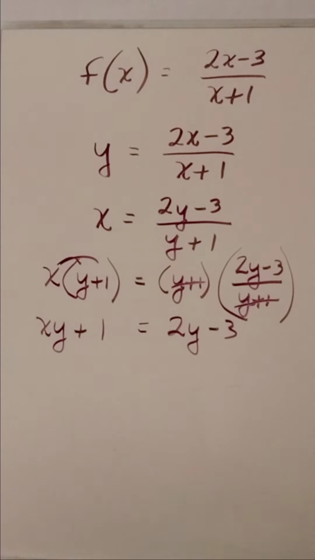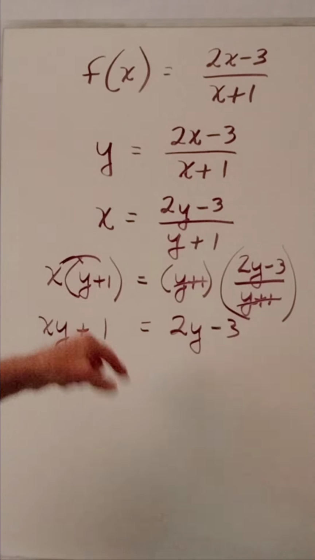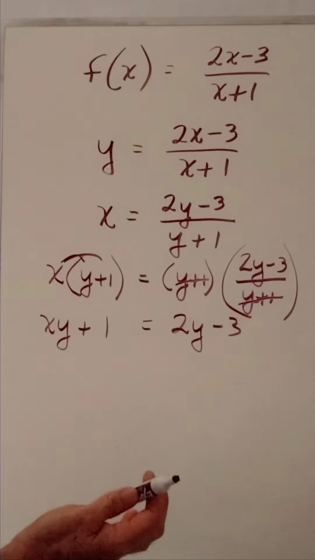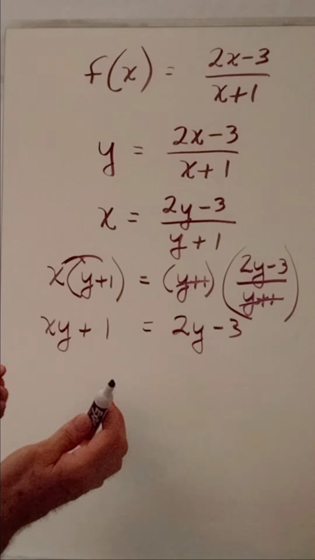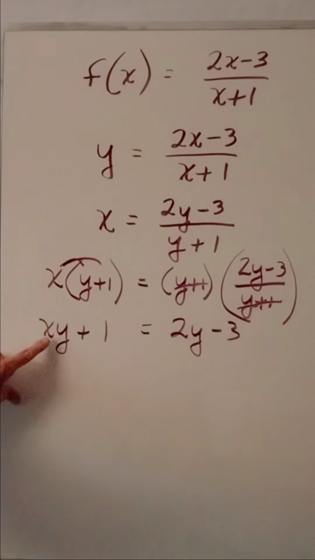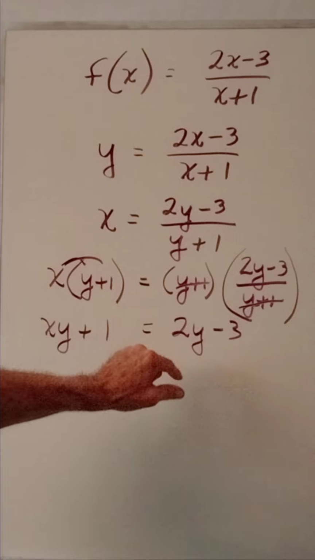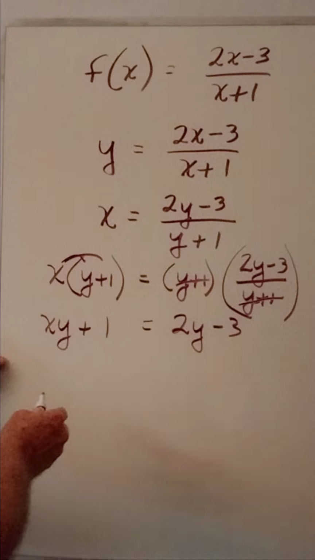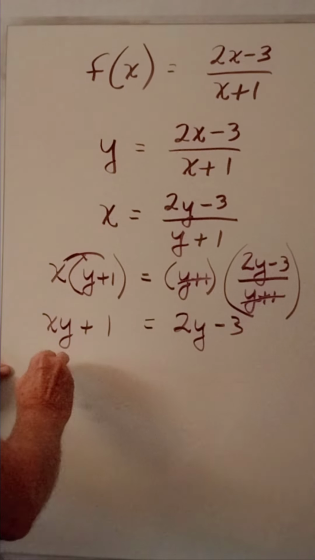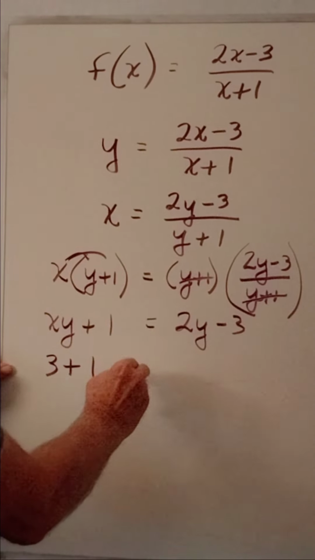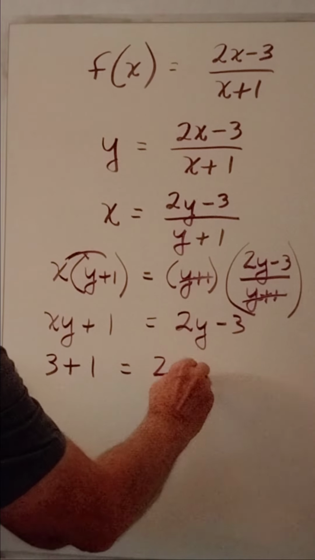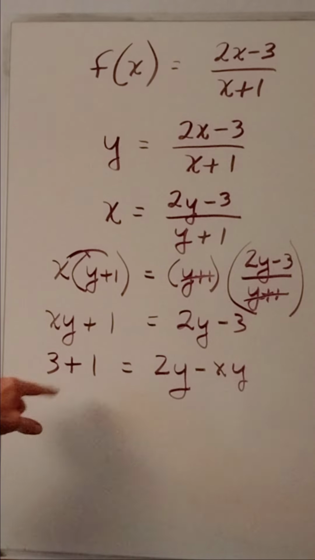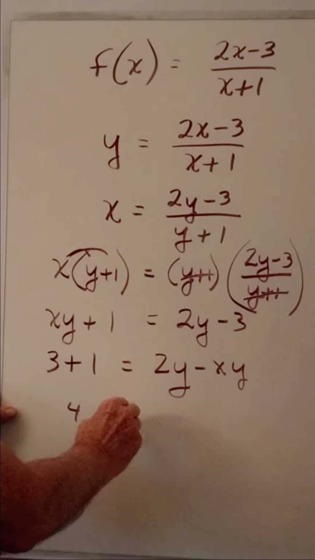Now, in order to solve for y, we're going to have to get the two monomial terms that contain the y on the same side. Can't solve it for y leaving them on opposite. So I'm going to move this xy over to the right. I'm going to move that negative 3 over to the left. And we'll have then something like this: 3 plus 1 is equal to 2y minus xy. On the left, we'll have a 4.